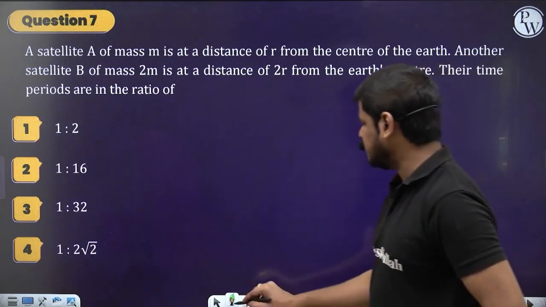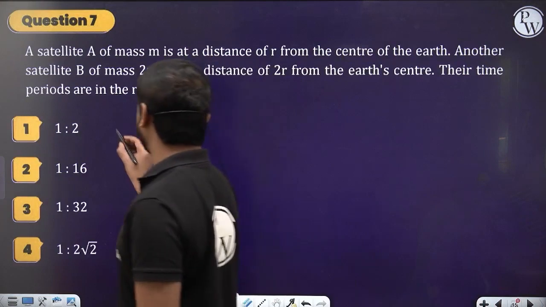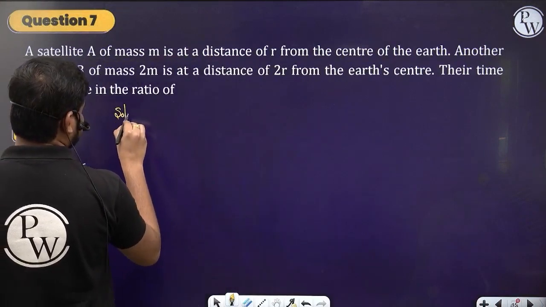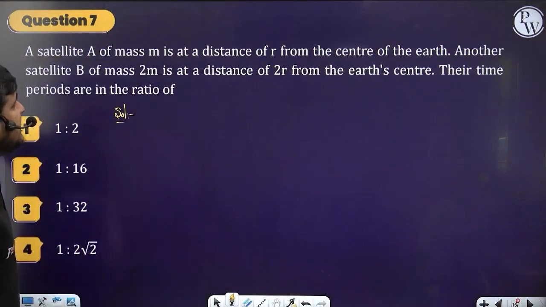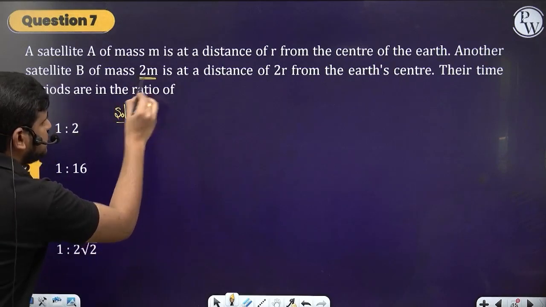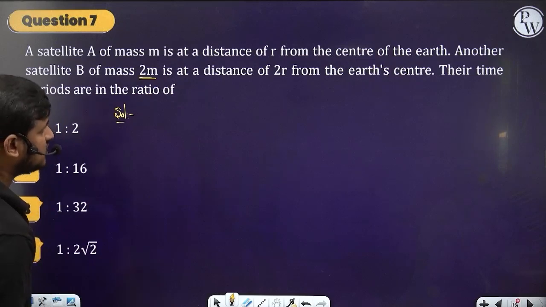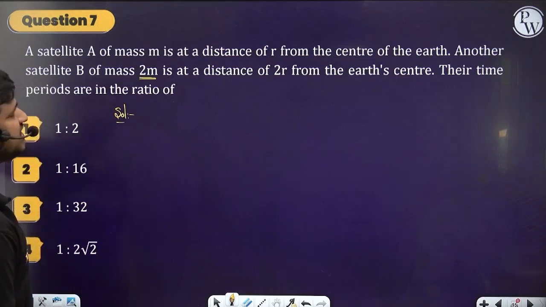Let's try this question on your own, everyone. What does the question say? A satellite A of mass m is at a distance r from the center of the Earth. And a satellite B of mass 2m is at a distance 2r from the center of the Earth. The time periods are in the ratio?